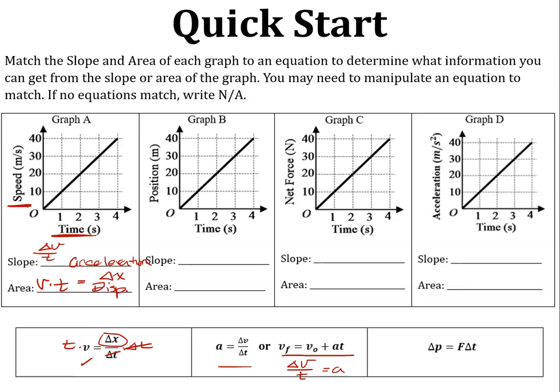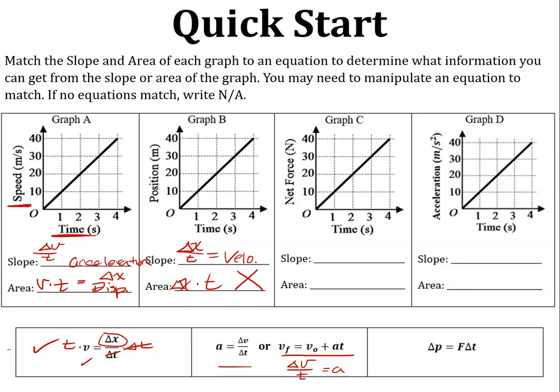All right, looking at the next graph, position versus time. So the slope is change in position, which is delta x, divided by t, and that matches with this one. So it's going to be equal to velocity. For area, this is position times time. But looking at all these equations, there's no way to get a position times time. So this one doesn't mean anything.